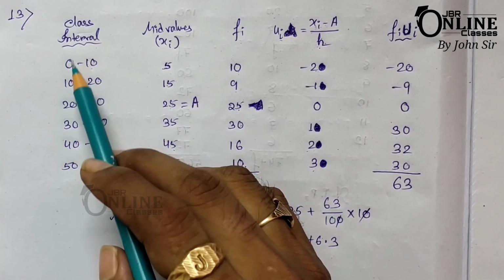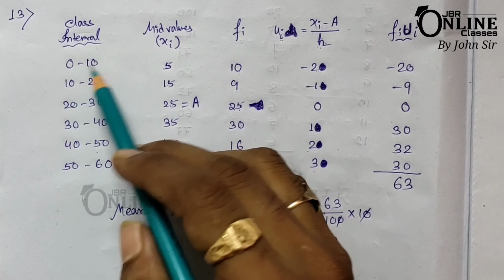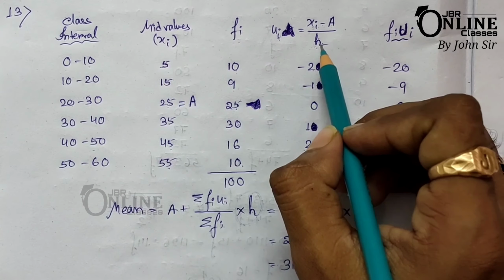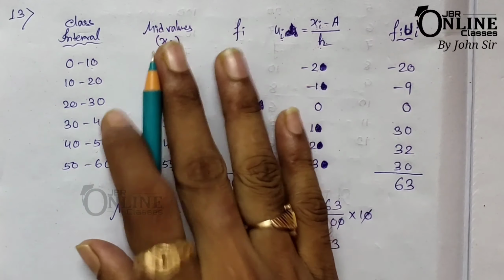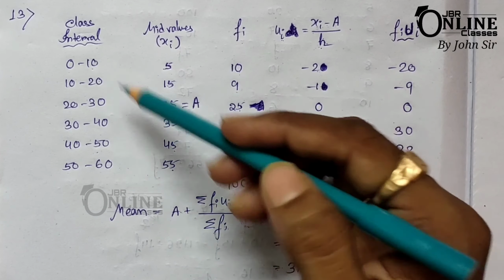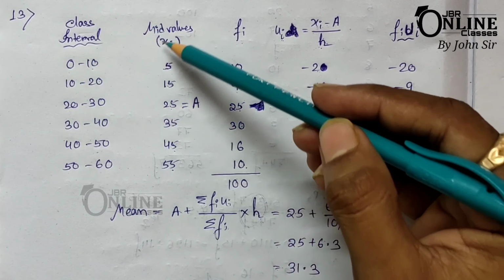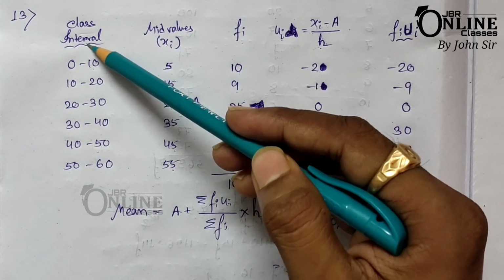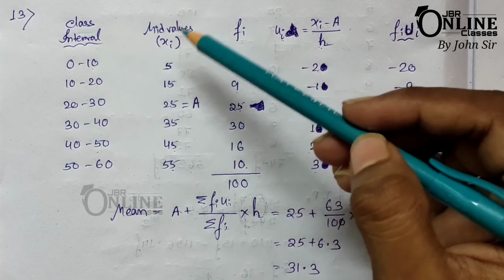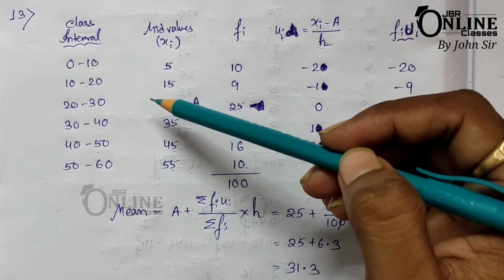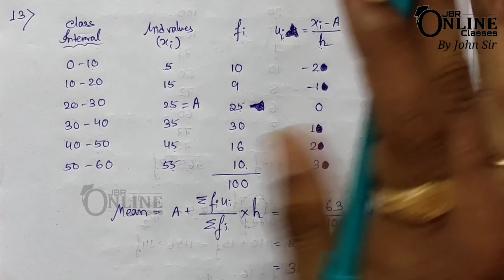Okay, so here the class intervals are 0 to 10, 10 to 20, that means in each and every case the class length will be 10. So here h equals this class length, that means the value of h equals 10 for that sum. Okay, now whenever the class interval is given, then the next thing you have to find out is the mid values of this class interval. Then the next one fi, and the last one is fi xi, the direct method.